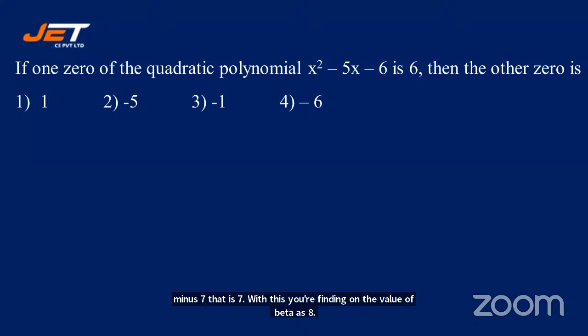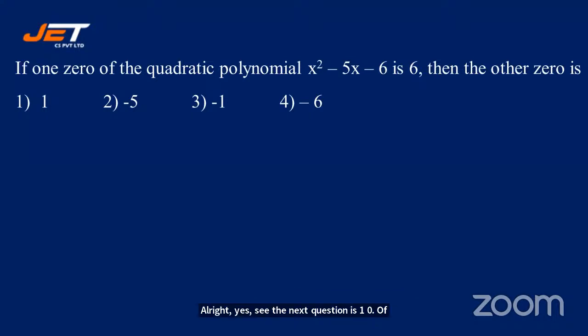If 1 zero of the quadratic polynomial x square minus 5x minus 6 is 6, then what is the other zero? Very simple. You just have to understand, the question itself says 1 zero is 6. So what is that 6? Obviously it is alpha.